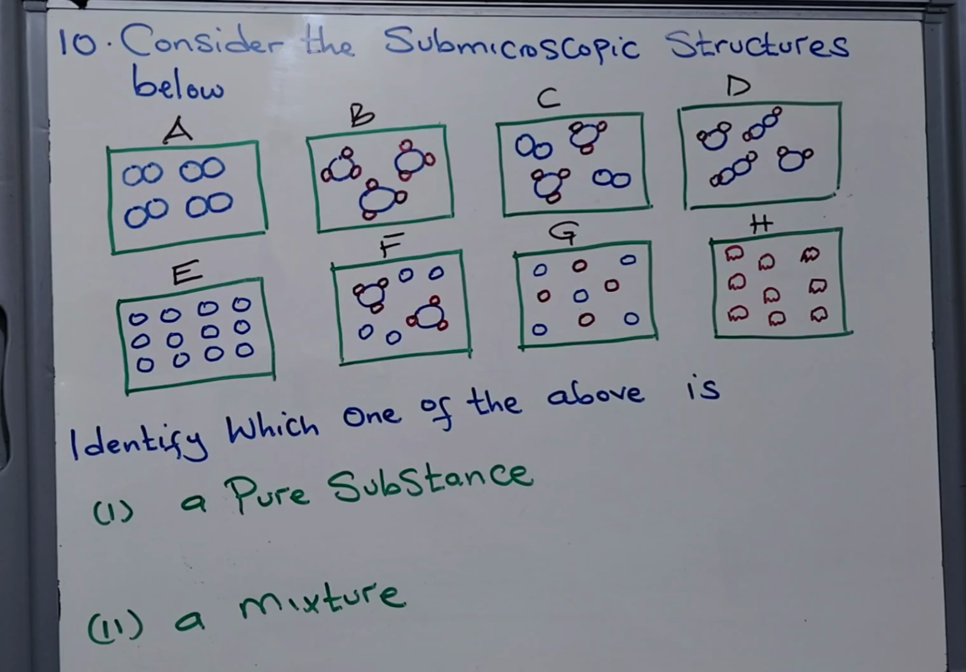Now, to answer this question, you have to know that a pure substance can be either an element or a compound. So how do you identify an element? An element has the same kind of atoms throughout. And how do you identify a compound? A compound is made up of two or more atoms clustered together. So that is it. So let us identify which ones are pure.